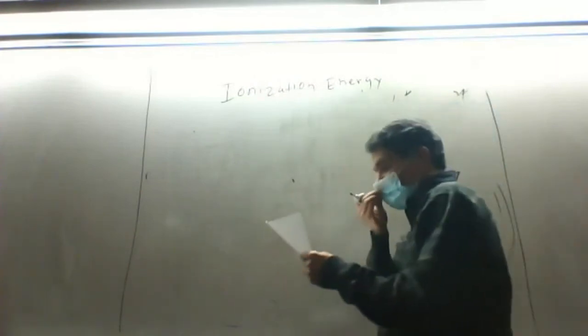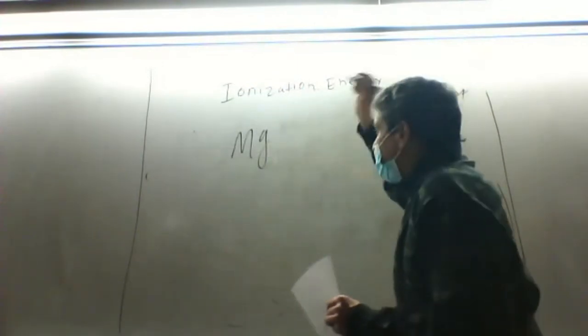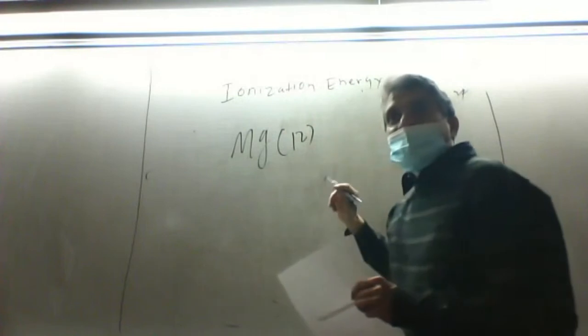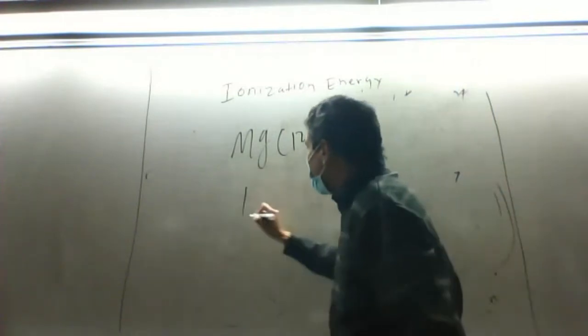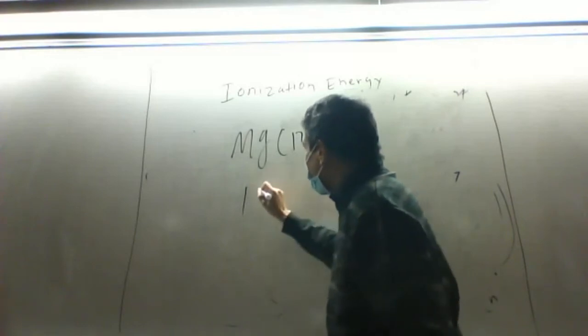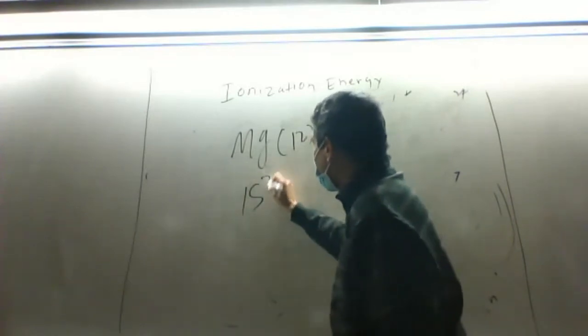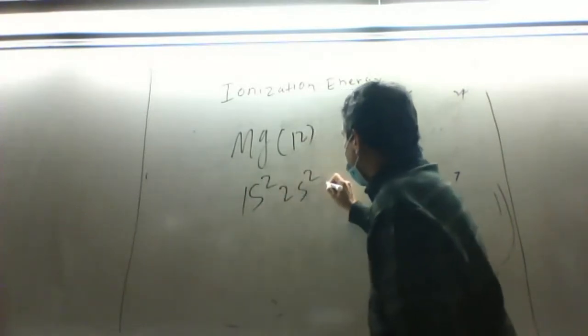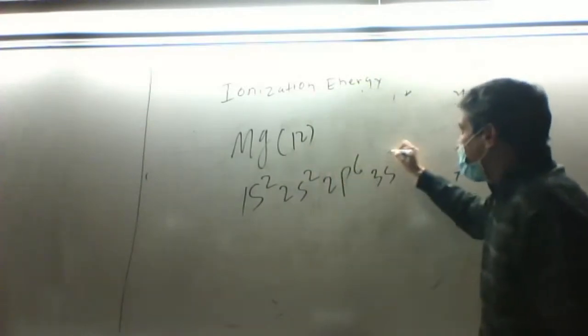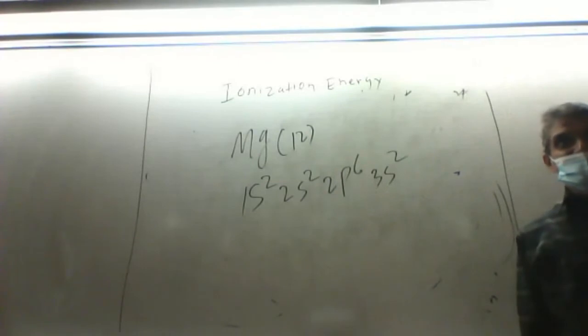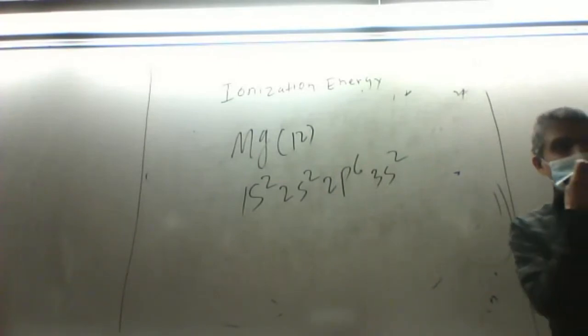So here is magnesium. So let's talk about the magnesium. What is the atomic number of magnesium? It's 12, right? Yeah. Let's talk about the ionization energy. So I'm going to write the electronic configuration: 1s2, 2s2, 2p6, now 3s2. So this is the electronic configuration of the magnesium that we practiced previously, right?